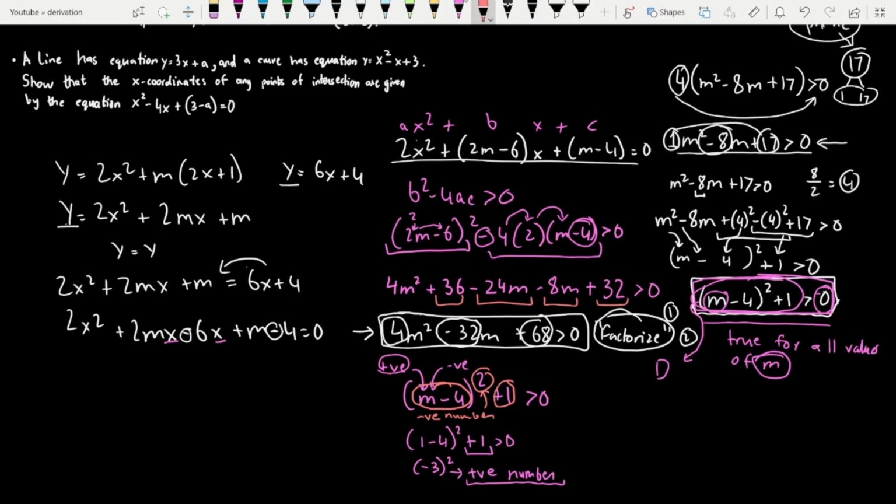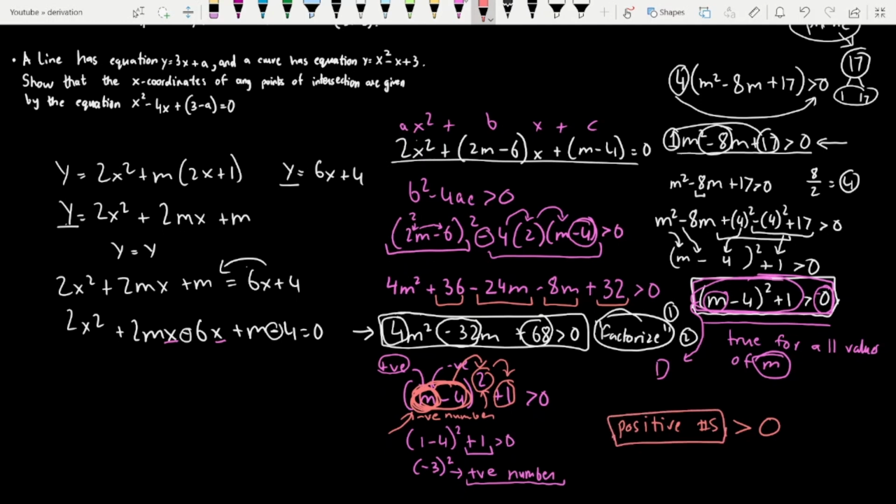And we know that positive numbers are greater than 0. All positive numbers are greater than 0. So it doesn't matter what value of m you put inside of this bracket. Even if you get a negative number, that negative number is still going to be squared, it's going to become a positive number, and then if you add 1 to any positive number, it's going to stay a positive number.